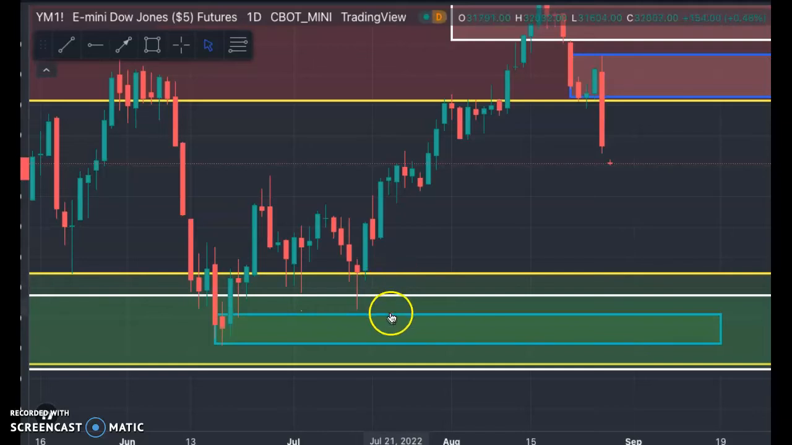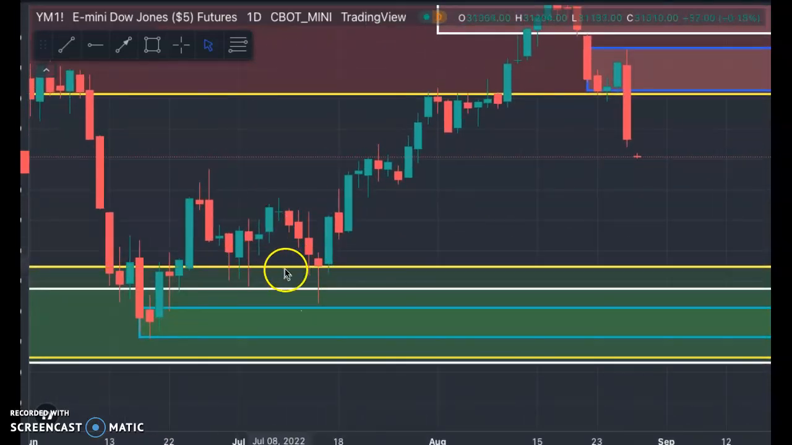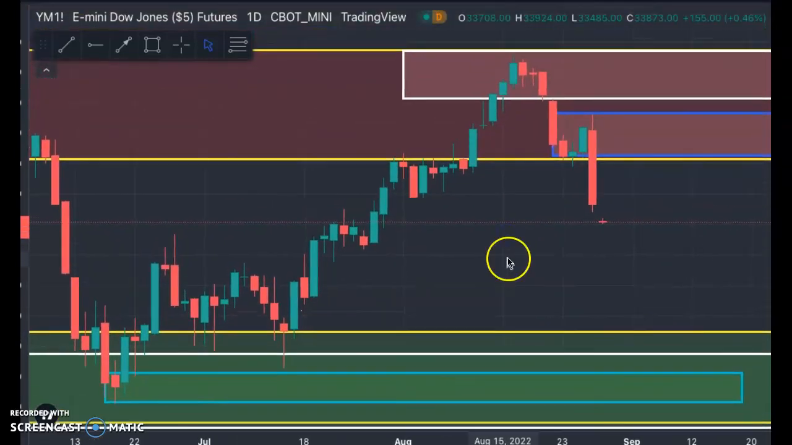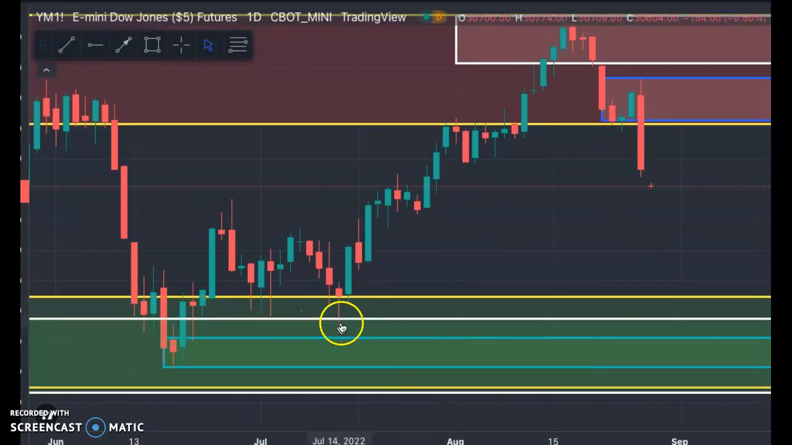I'm looking for double zones, which are great, but triple zones are even better. And I'm looking for a pin. These candlestick formations, whether it's a pin, a hammer, a shooting star, a doji, a gravestone doji, or a dragonfly doji, whatever it is, that's what I look for, and that's my price signal to get in.